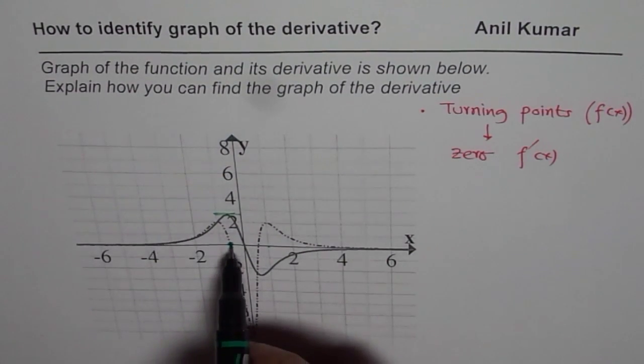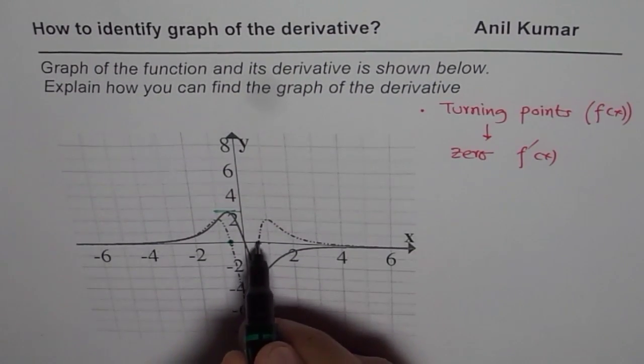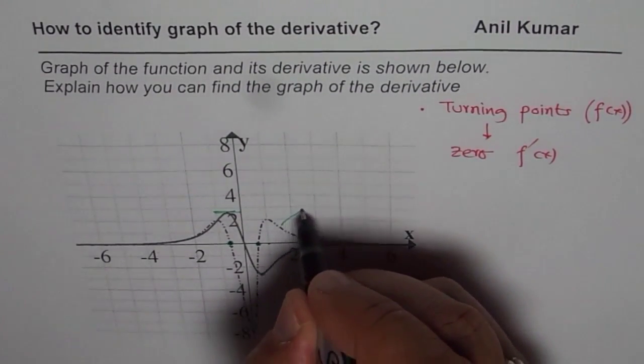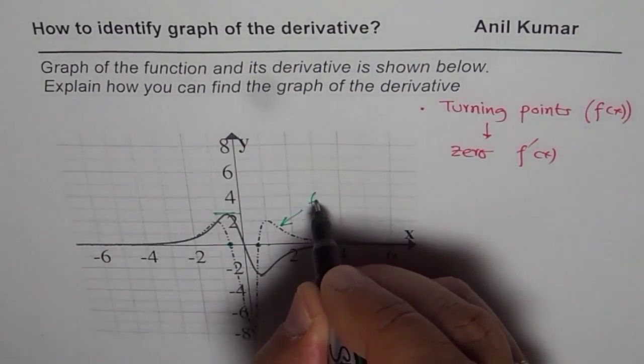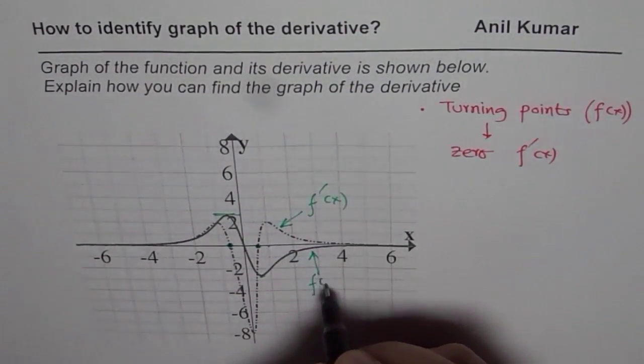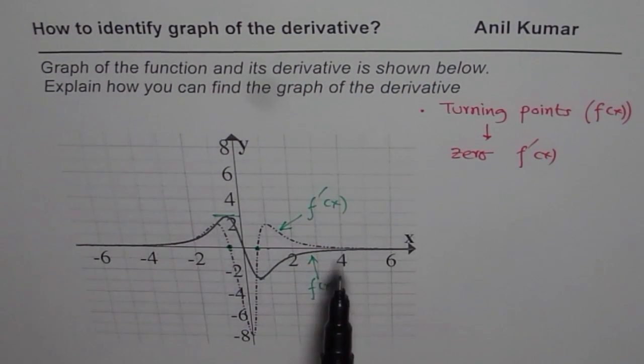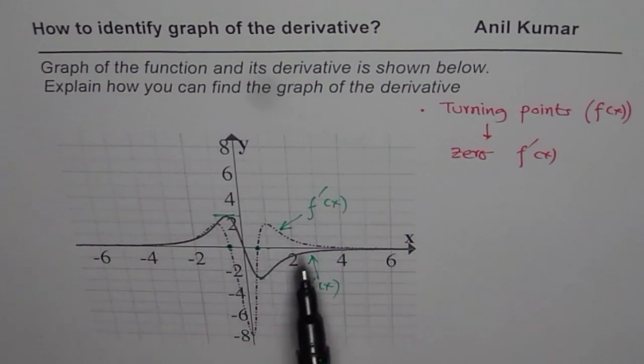Well, let us test with the other turning point. Here we do have a corresponding 0. So that clearly indicates that this is the derivative of this function. Do you see that? So that is how we can easily figure out which of these is the derivative of the other, right?